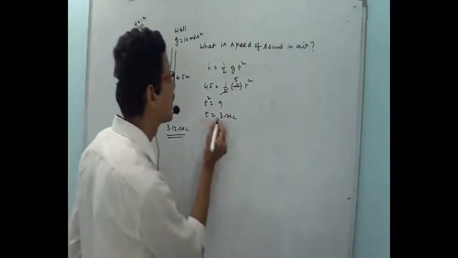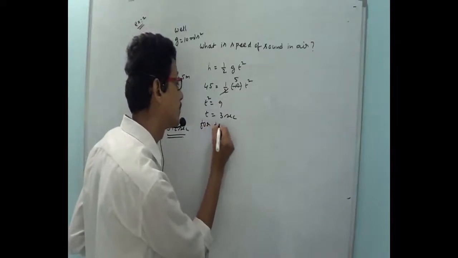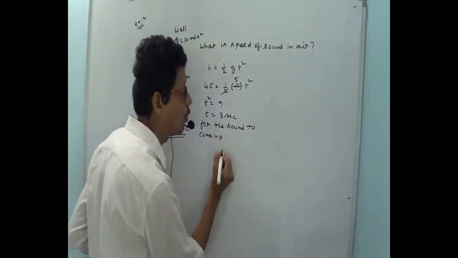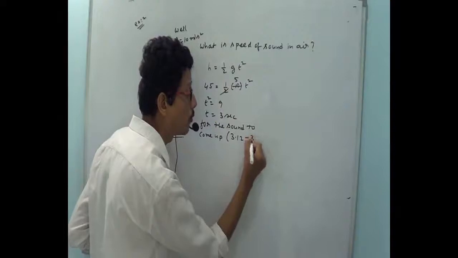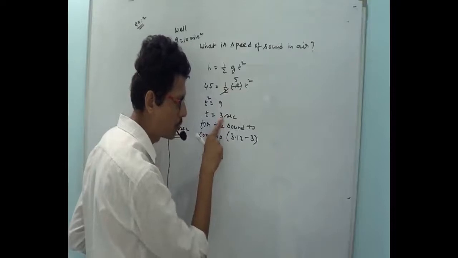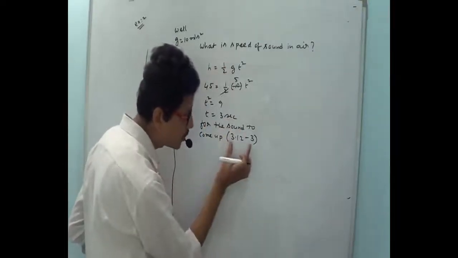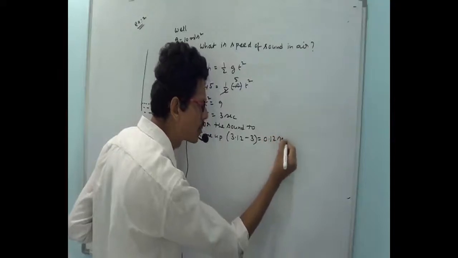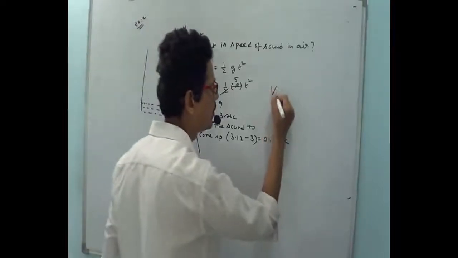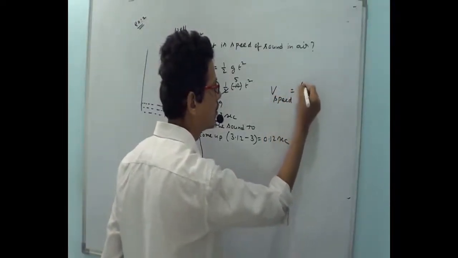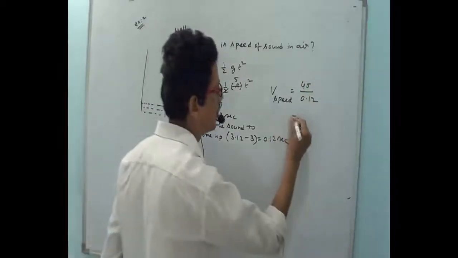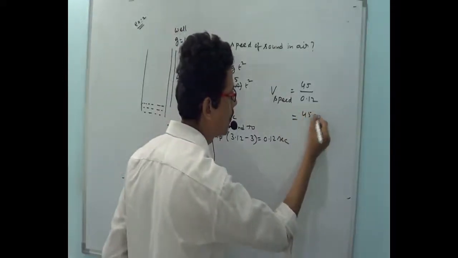Correct only. And for the sound to come up, how much time did it take? 3.12 minus 3. అంటే కింద పడిన టైం నేను మైనస్ చేసేయాలి. స్టోన్ కింద పడిన టైం 3 seconds. Sound to reach the top, how much time is it taking? 0.12 seconds. Sound is again traveling the same distance, 45 meters. So speed of sound is distance divided by 0.12. That is 4,500 by 12 you can write.